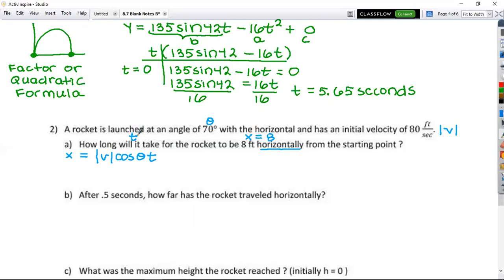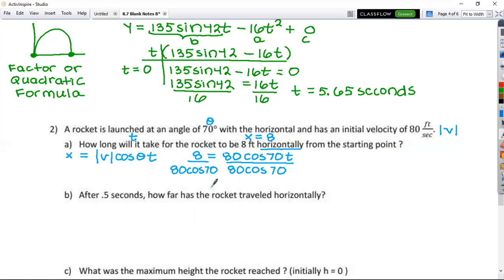So I have 8 on the left-hand side equal to the magnitude, which was, looking for it, 80. And then we're going to go cosine of 70 t. And then you're going to take this and divide the 80 cos 70 expression over. So divide by 80 cos 70. And I'm going to keep all of these rounded to 3 decimal places. So take that, divide it over.